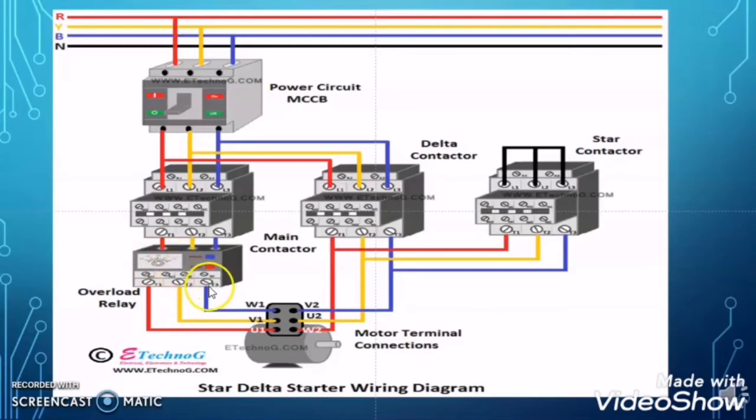As you will see, there is always an overload relay with the star delta power wiring. We design a circuit, we rate a circuit which will give protection against the overload and against the short circuit fault. Then why are we using an overload relay again, if we have already provided overload protection by the circuit breaker?